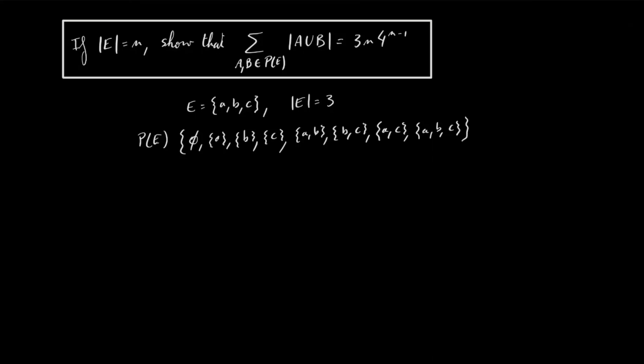So if we count all of these subsets, we notice that we have 1, 2, 3, 4, 5, 6, 7, 8. The cardinality of the power set is equal to 8, which is 2 to the power 3. And it's actually not a coincidence, it's a well-known fact that the cardinality of the power set is equal to 2 to the power of the cardinality of the set itself.